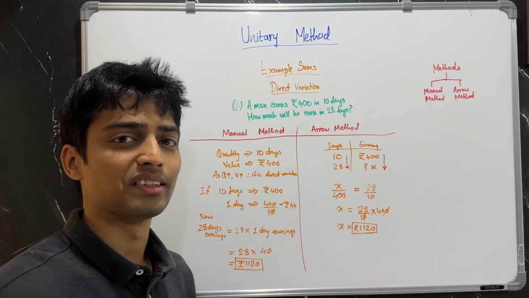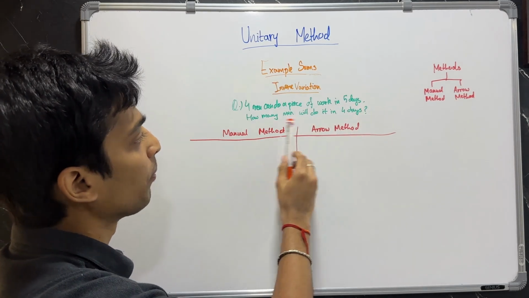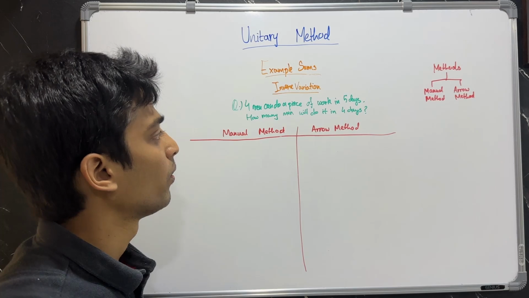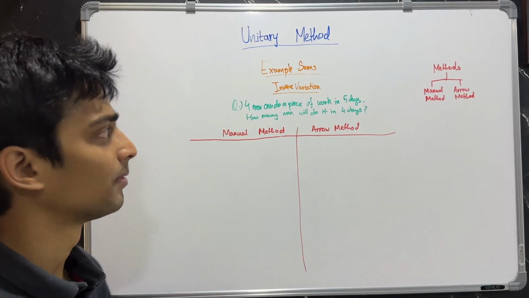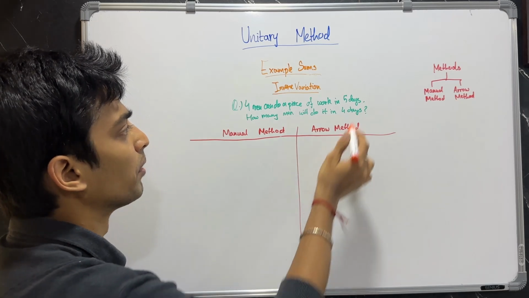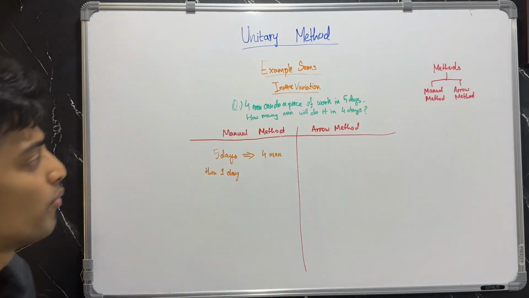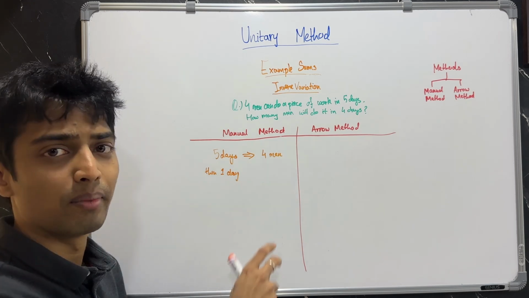Let's look at an example sum of inverse variation now. 4 men can do a piece of work in 5 days. How many men will do it in 4 days? Okay, let's start with the manual method. So number of days is the quantity, value is men. In 5 days, work is done by 4 men.